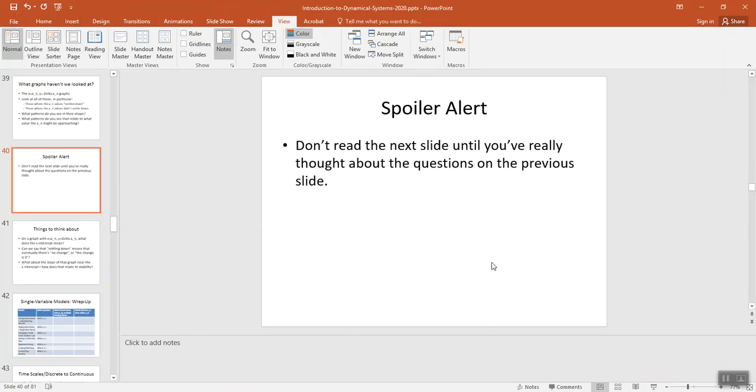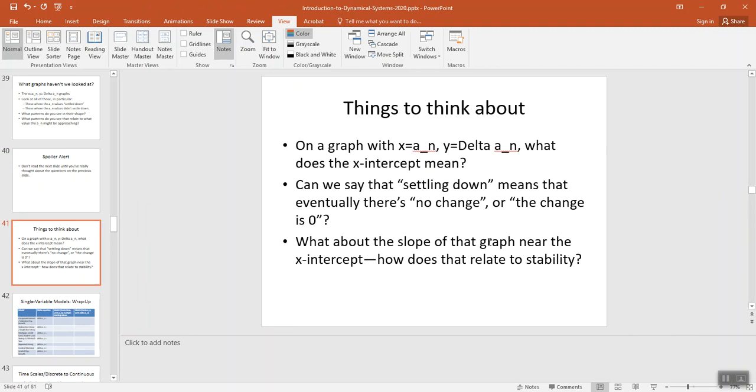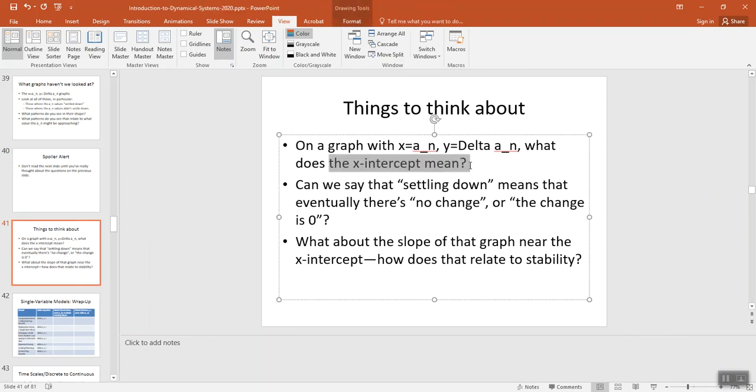All right, so here's what to really think about. Think about the x-intercept. Think about the slope of the graph near the x-intercept. Most of them had a constant slope, but the limited population growth was a parabola, so it had different slopes in different places. Think about what settling down means. Does that mean that there's no change once it's settled down? And no change is another way of saying the change is 0.